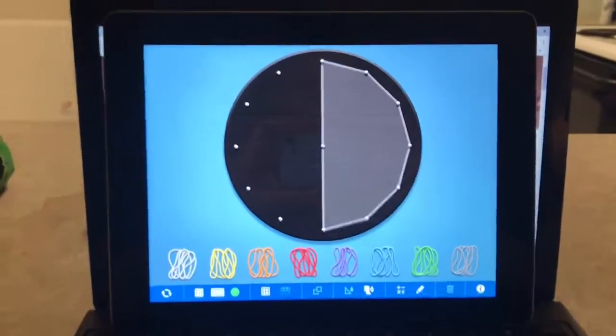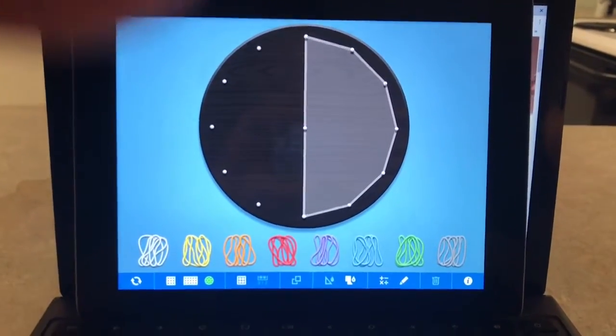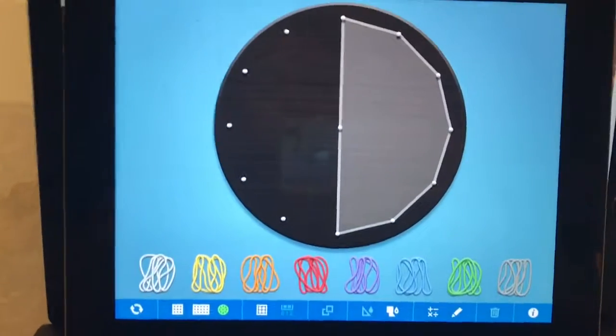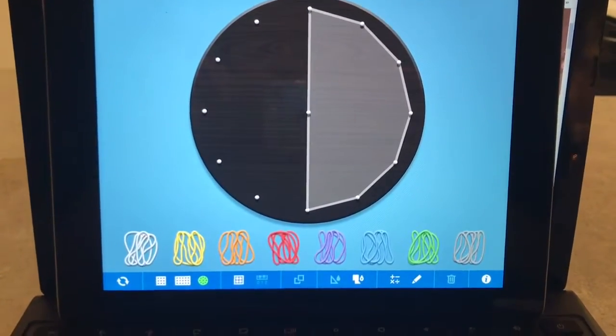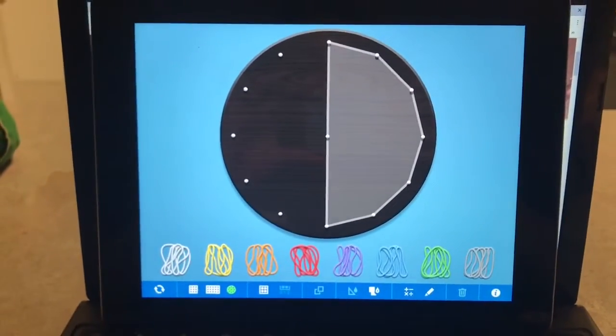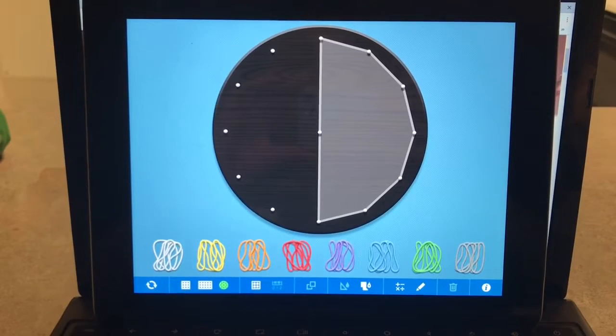Other than that, I thought this would be a great way to implement in your classroom, especially because they're fun and kids love them. This app's pretty neat too, especially because you have all these different rubber bands, and obviously kids love using the iPads.